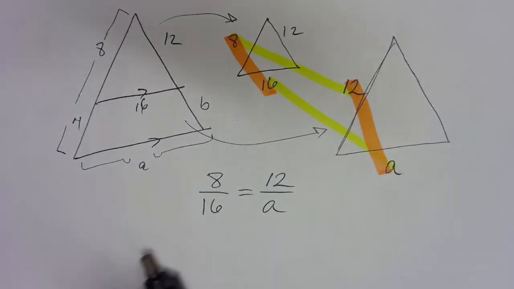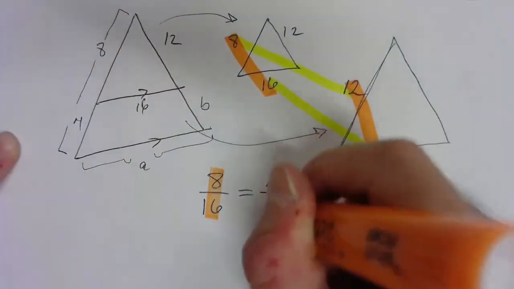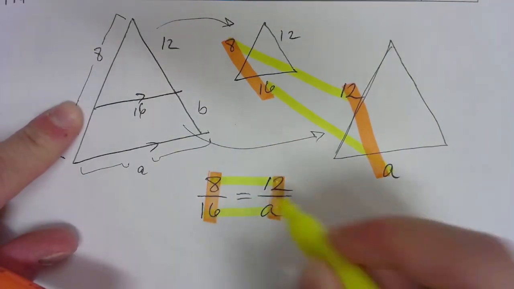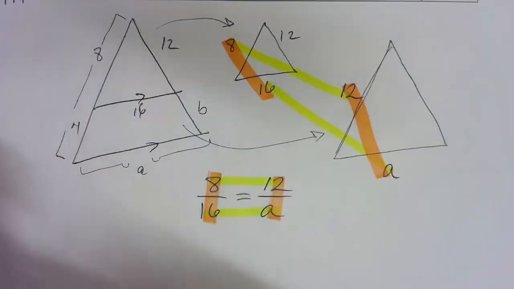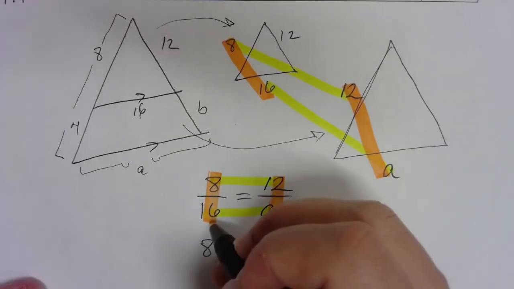So we'll double check our proportions, make sure we set it up right. Alrighty? 8 and 16 are good. 12 and A are good. So orange is good. And then here in yellow, we have 8 and 12 and 16 and A going together as well. So our proportion is valid. And now we'll cross multiply here. We get 8 times A is equal to 12 times 16.